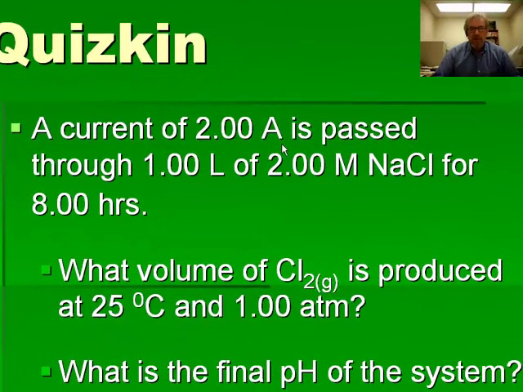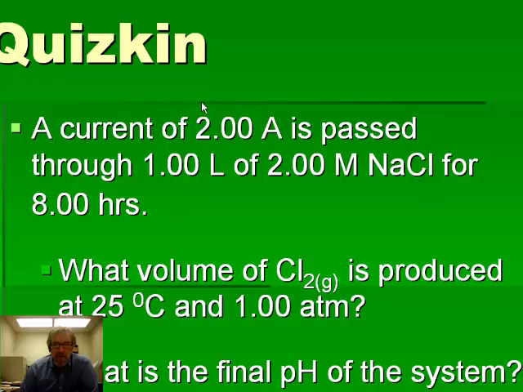Starting out with this quizkin, we have a current of 2 amps passed through 1 liter of a 2 molar sodium chloride solution, and it goes through for 8 hours. The first question we have to answer is what volume of Cl2 is produced at 25 degrees C and 1 atmosphere? Well, obviously Cl2 is produced. Let's try and figure out why and what the anode and cathode half reactions would be.